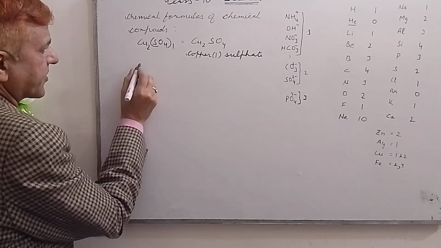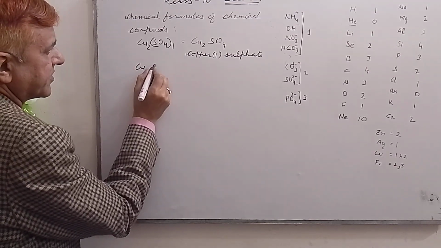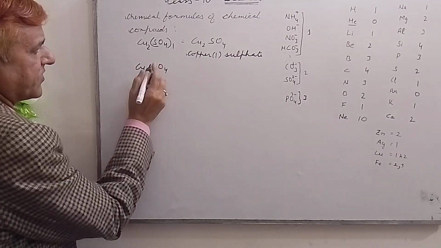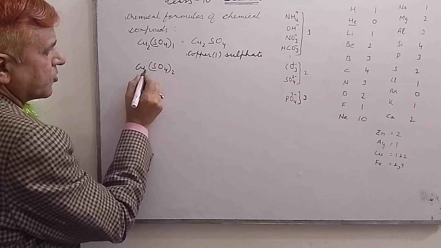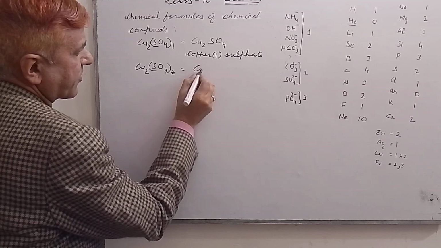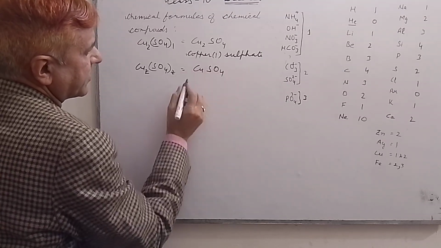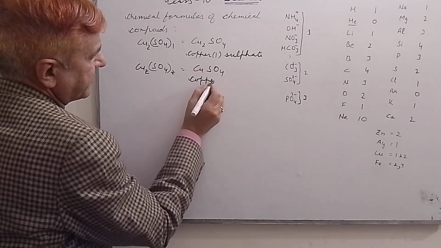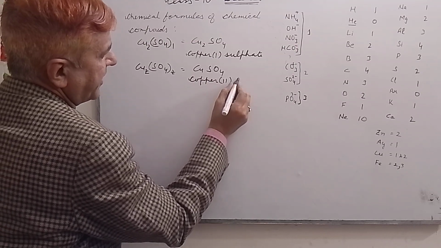Then we have copper. Which valency will we take for copper? 2. So the 2 and 2 get cancelled, and we have CuSO4, copper sulfate. Which valency have we taken? 2. So copper(II) sulfate.